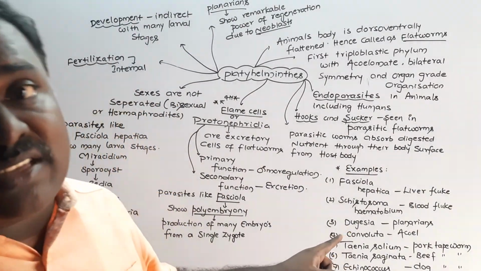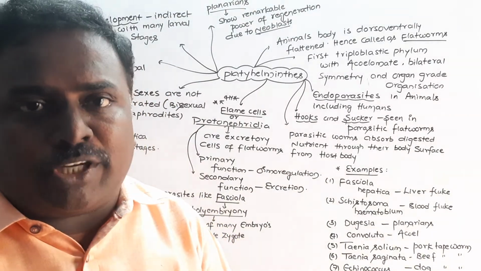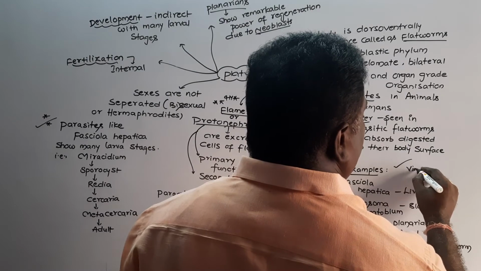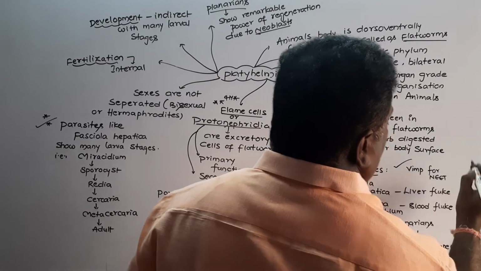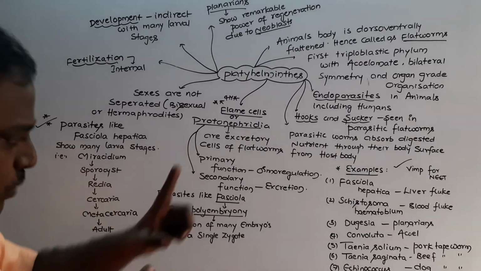Because in the previous examinations, they asked this in the form of match the following. Two columns matching, three columns matching. These examples are very important for NEET. Very, very much important for the NEET examination. And one more.